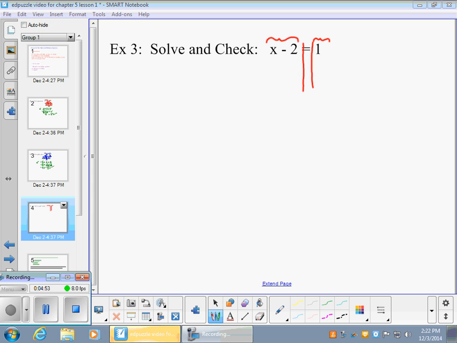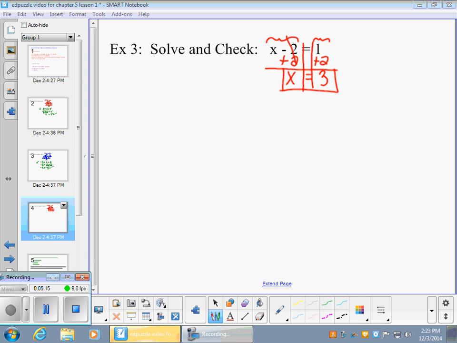So it says x minus 2. So we're going to add 2 to both sides using the addition property of equality. Negative 2 plus 2 is 0. So the only thing left on the left side of the equation is x. Bring down the equals. And 1 plus 2 is 3.